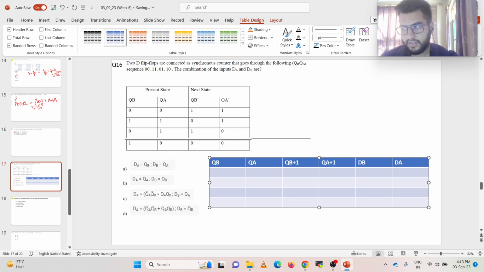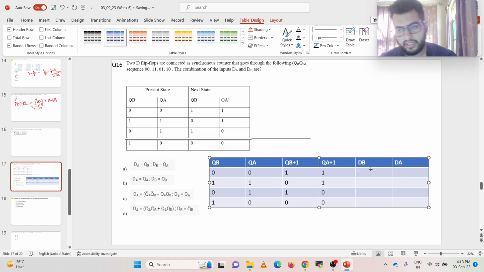Now what is given is QB QA. QB QA is equal to 0 0. Then I'll go to 1 1. Then from 1 1 I'll go to 0 1. Then from 0 1 I'll go to 1 0. Then from 1 0 I'll go to 0 0 again, to the start.